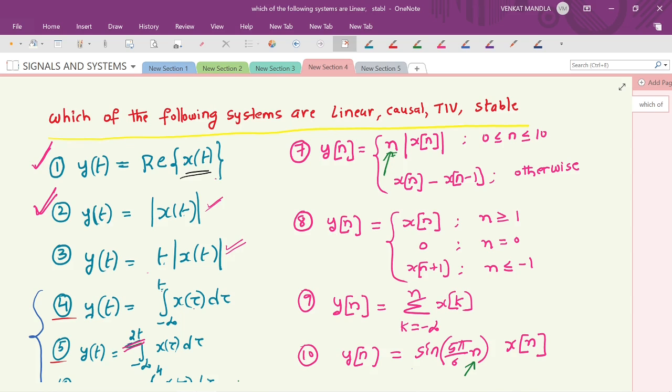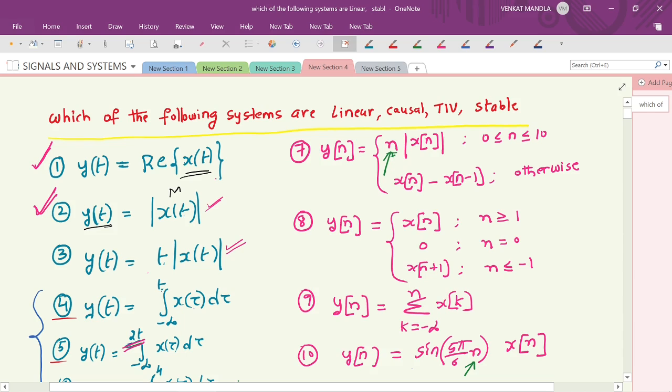The second case also, yt equal to mod xt. If I put a finite value in place of xt, I will get the same finite value in place of yt. Okay, put m in place of xt, that is a finite value, then you will get mod m, which is also a finite value. So the system is stable.